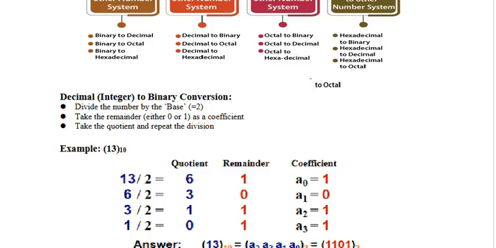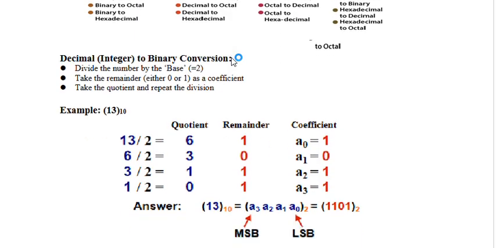You all know the binary number system has the base of 2. First we have to divide the given number by the base of 2 and take the remainder as one bit of the equivalent binary, or you can say coefficient, and take the quotient and again divide it by the base of 2. This process of successive division is stopped when the quotient becomes 0.